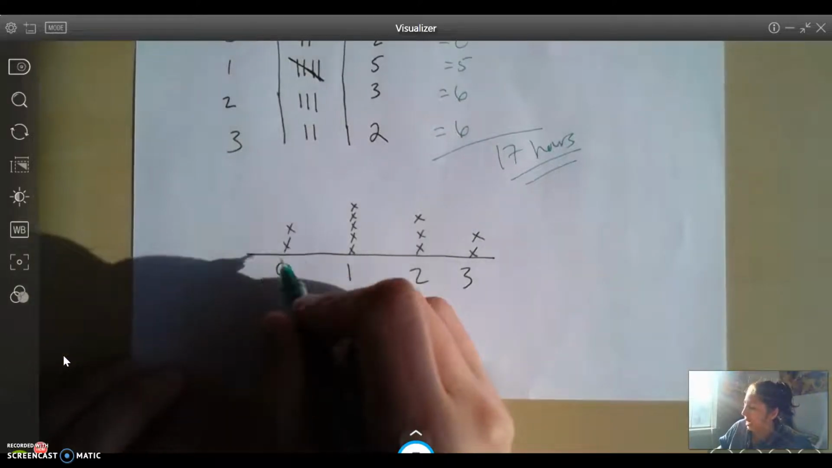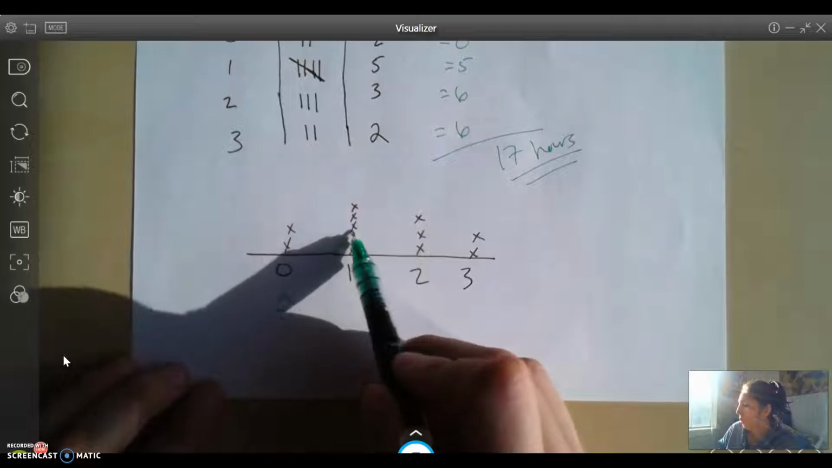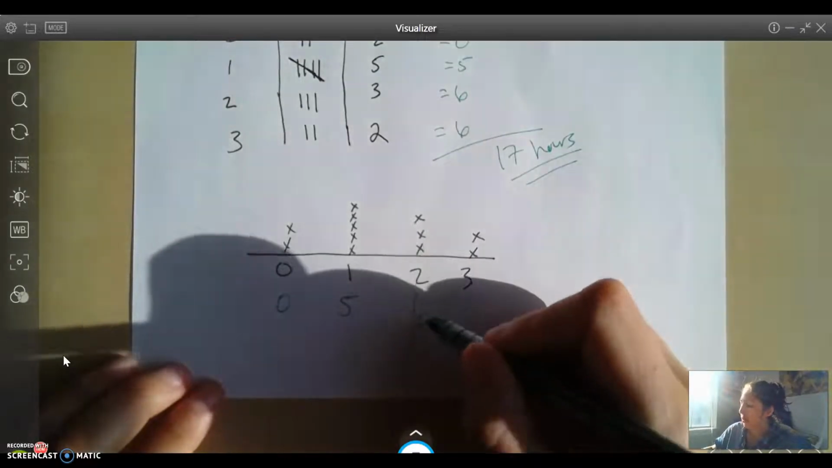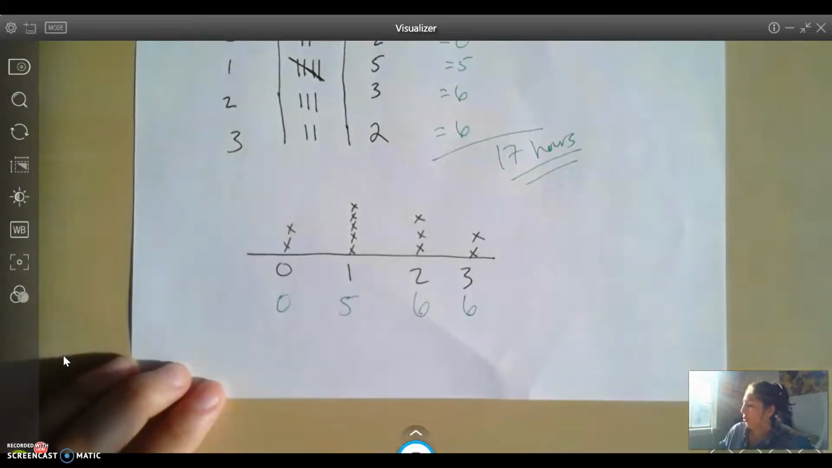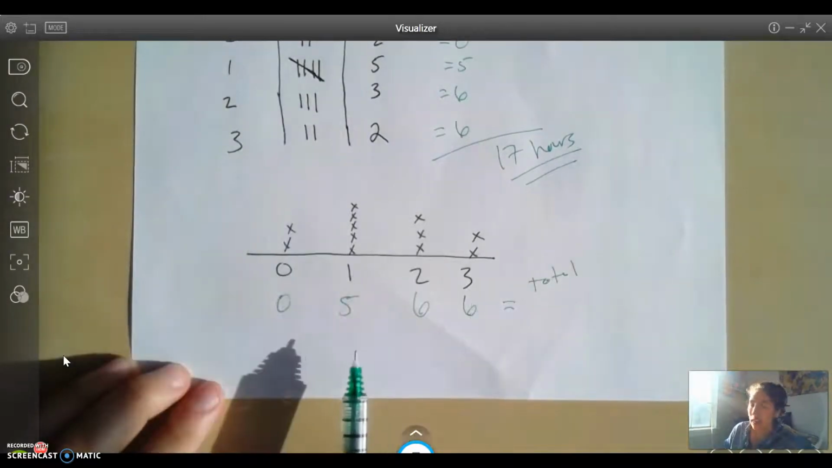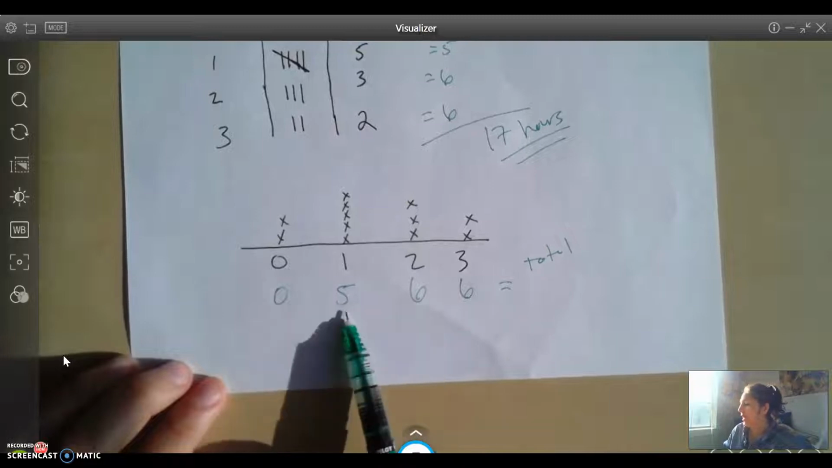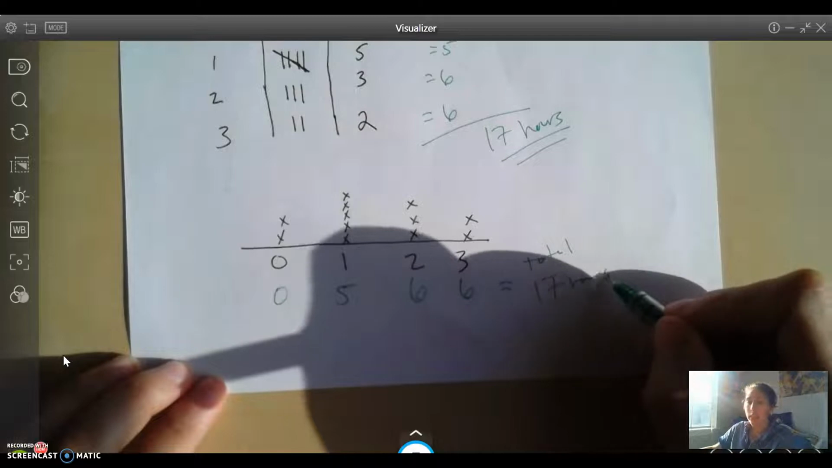0 2 times means this is just a 0. And I can put my total at the bottom. 1, 2, 3, 4, 5 means that total is 5. 2, 4, 6 means this is a total of 6. 3 and 6 means this is an actual total of 6. And once again, to find the total from a dot plot, I can just add my real totals at the bottom. 6 and 6 make 12, 12 and 5 make 17, 17 and nothing stays at 17 hours.